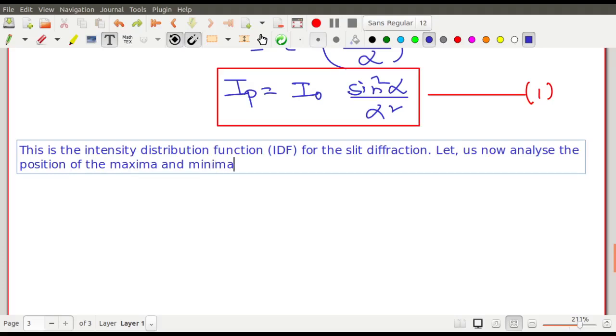Some people write maximas and minimas. Don't write maximas and minimas because already they are plural. Maxima is plural, minima is plural. So let us now analyze the position of the maxima and minima of the IDF. So IDF এর কোথায় maxima কোথায় minima আছে সেটা আমরা খুঁজে বের করে দেখব। Now concentrate.